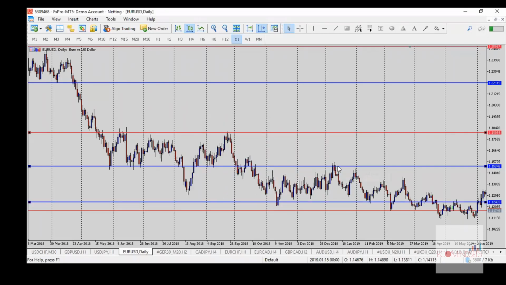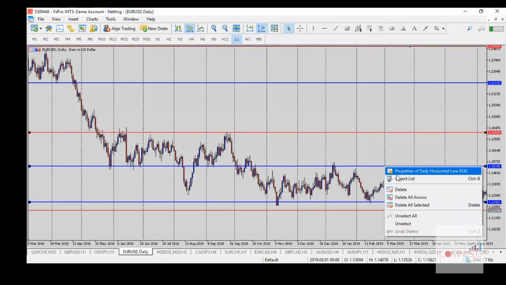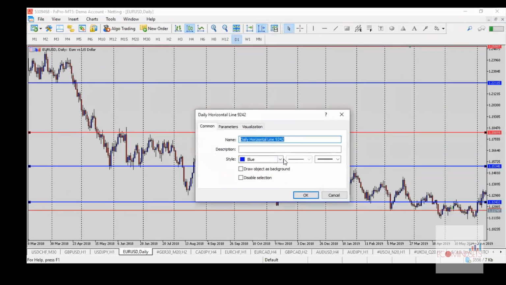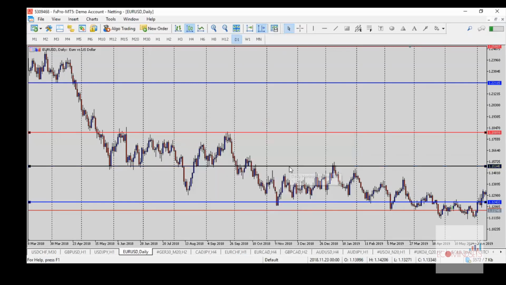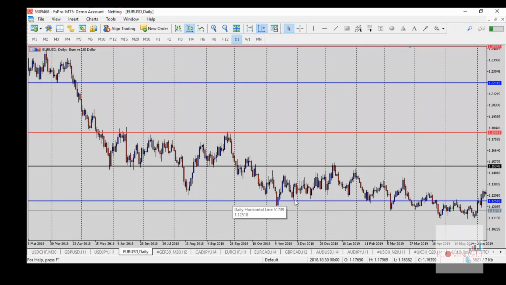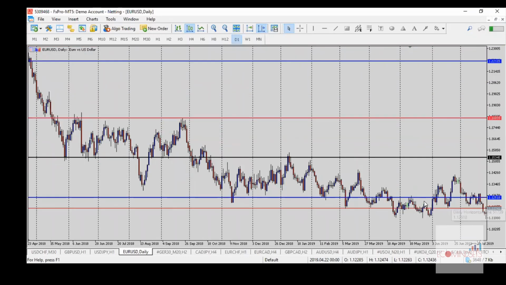All right, so price forms what? A resistance, a support turned resistance. Okay, so let me make this one black. So price formed what we call support turned resistance at this level where the black line is, and then it forms a support over here on the blue line.